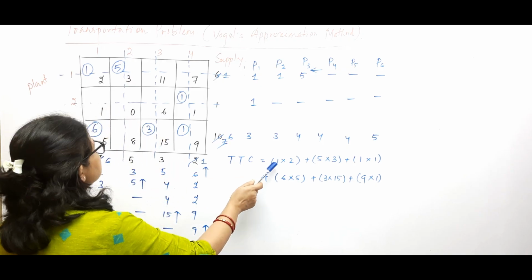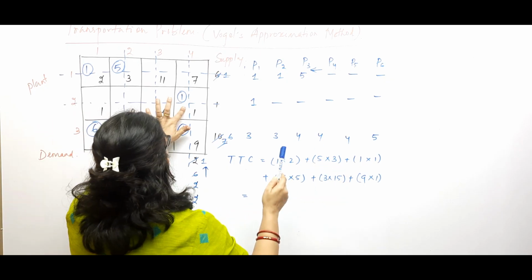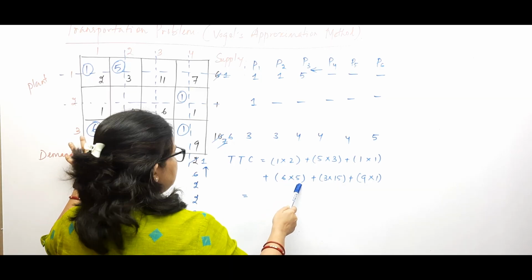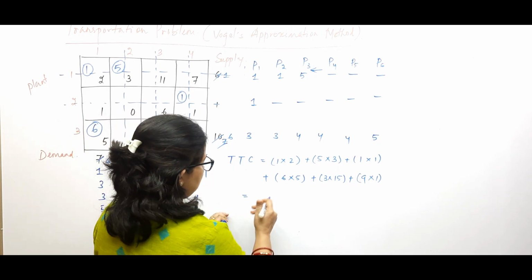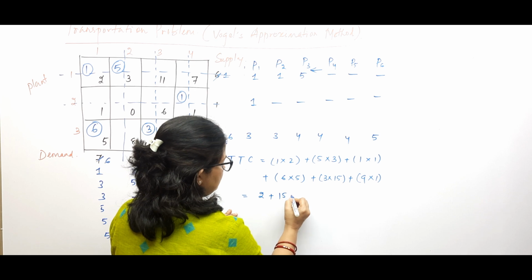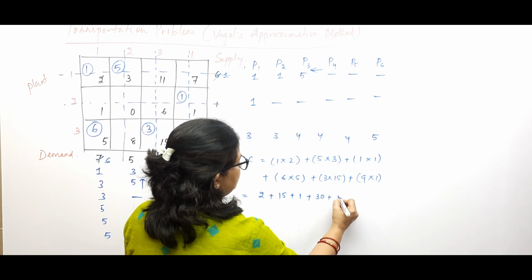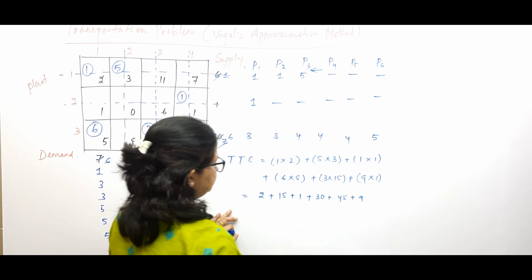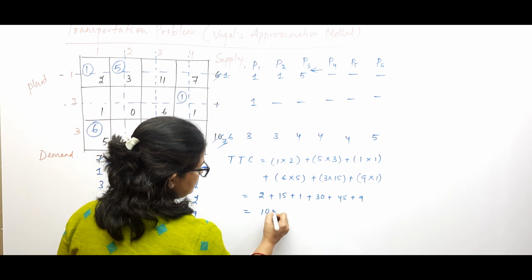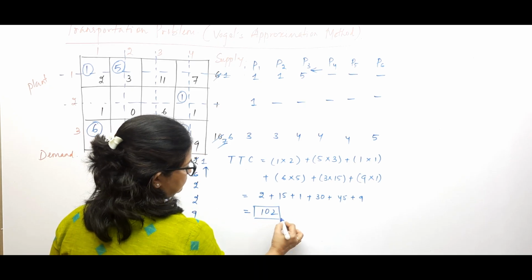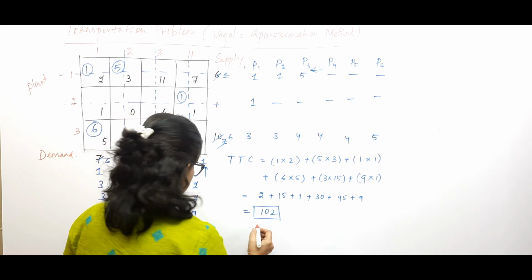If you see, the total transportation cost is 1 into 2, 5 into 3 plus 1 into 1 plus 6 into 5 plus 3 into 15 plus 1 into 9. Let us calculate the value. So this is equal to 2 plus 15 plus 1 plus 30 plus 45 plus 9. If we calculate the total value, then we get 102 is the answer. This is 102.